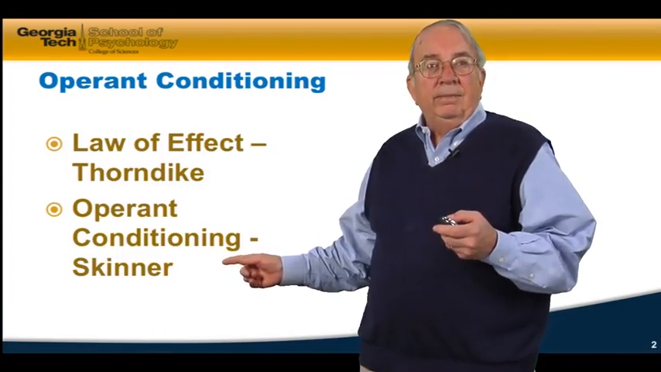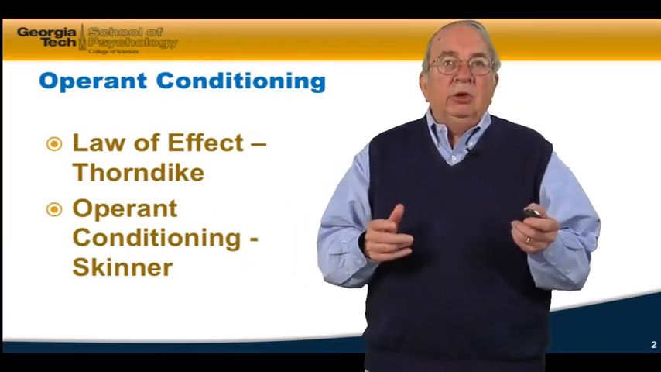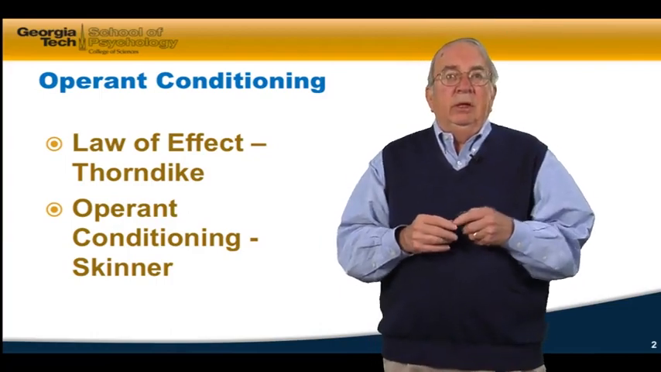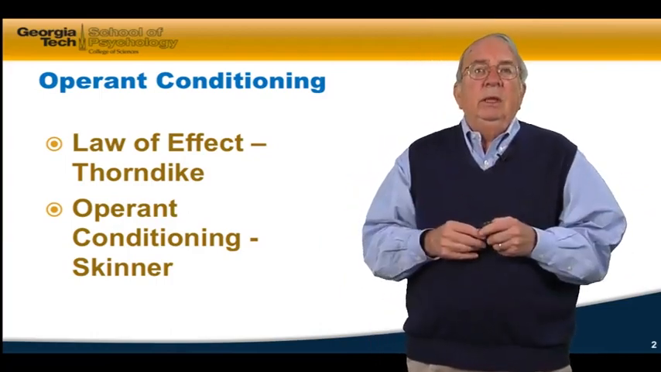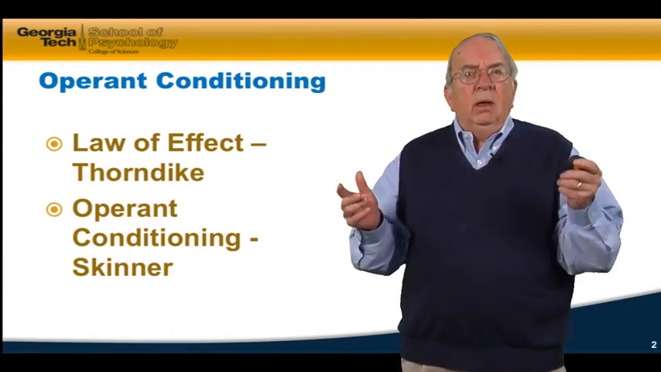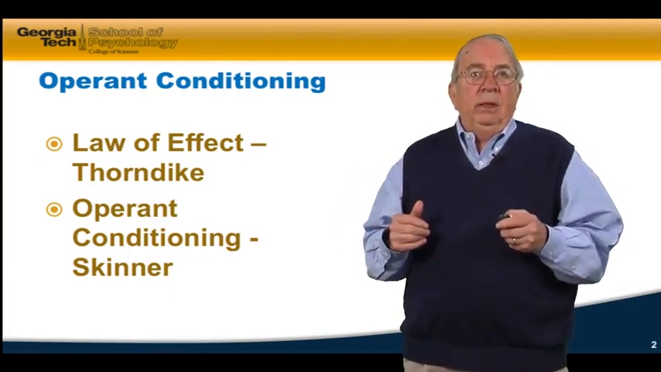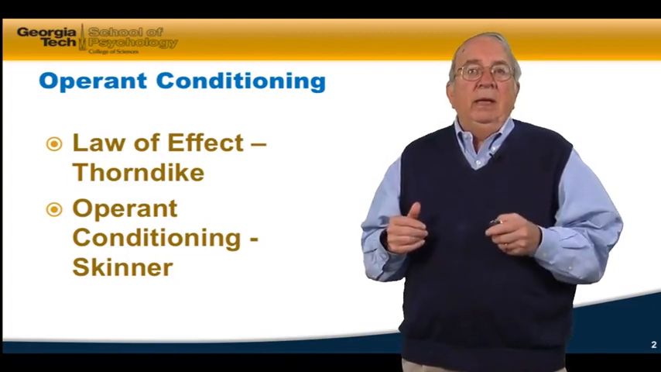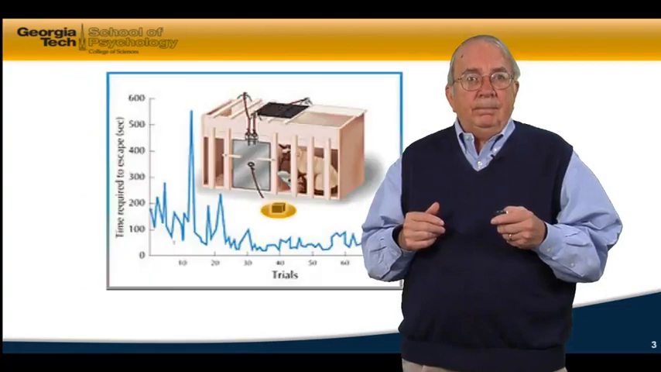Skinner. Now, in classical conditioning, the main thing that was learned was a new association. A conditioned stimulus now produces a conditioned response where prior it was neutral. Here we're talking about learning new behaviors with operant conditioning, learning a behavior that wasn't in the repertoire of behaviors prior to the conditioning.